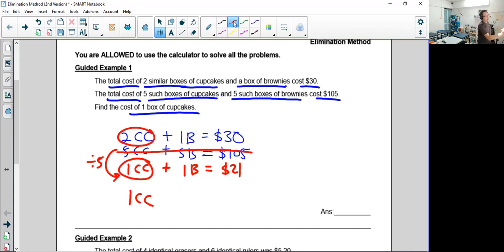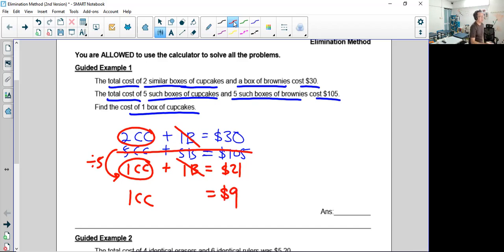And then I take 1 box of brownies minus 1 box of brownies. That's gone. Some teachers will call it eliminated, so it's a little like elimination, but it's not totally using that method, which you will see later. You will see how I fully use the method, which is why I call it the elimination method. But over here, I actually minus the box of brownies away, so there's no more box of brownies. And then I take 30 minus 21 and I will get $9.